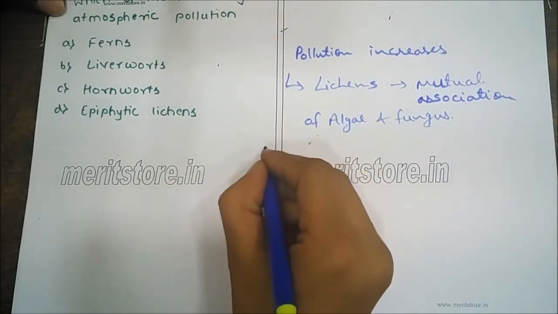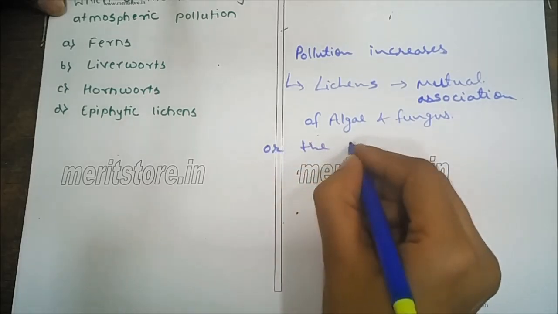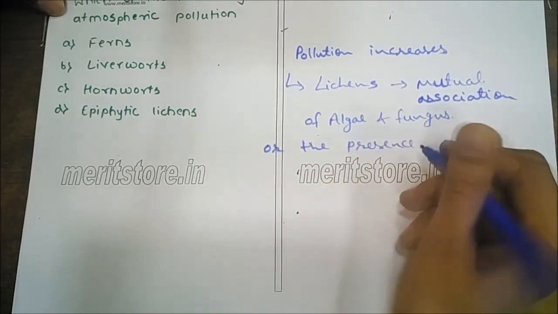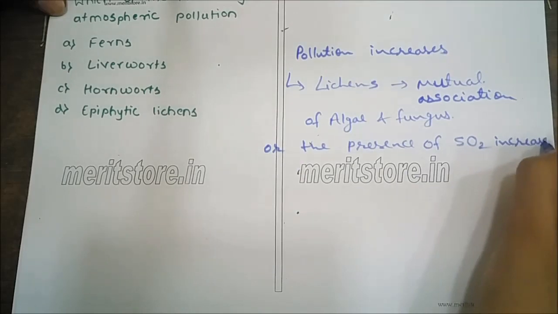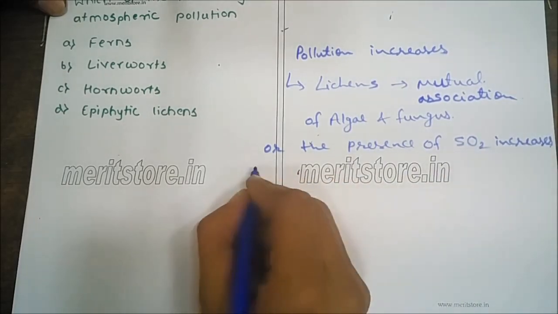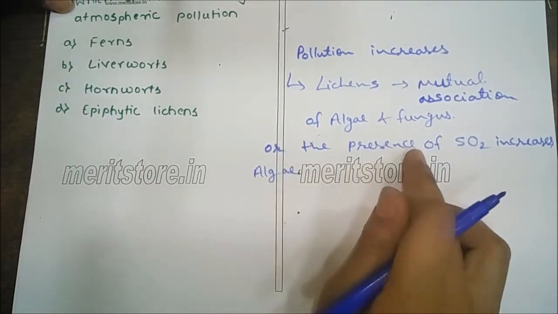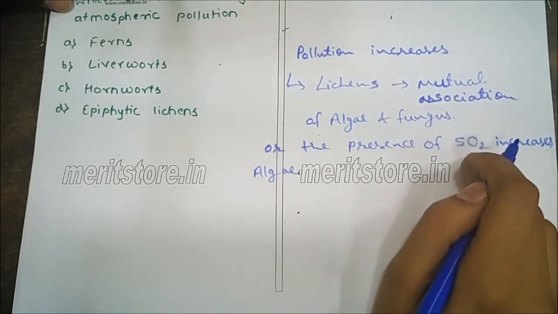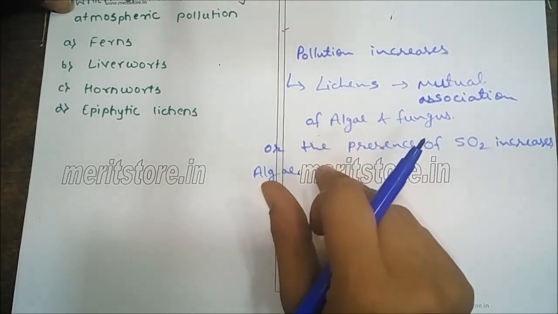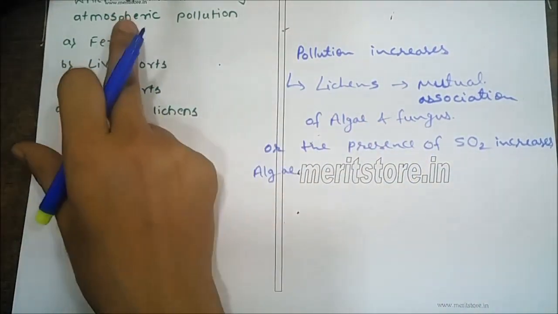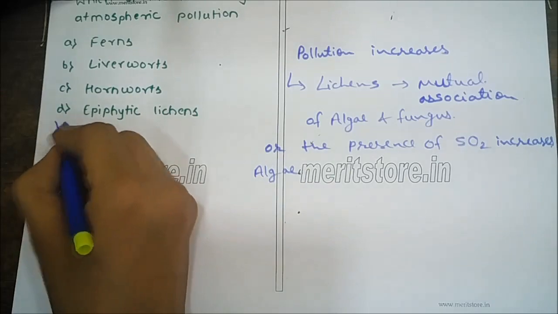So when the pollution increases in the environment, or the presence of sulfur dioxide increases, we can't see lichens. We can only see the algae, because the air is heavily polluted with sulfur dioxide, so it damages the lichens and prevents them from growing. So which of the following serves as an indicator of atmospheric pollution is epiphytic lichens.